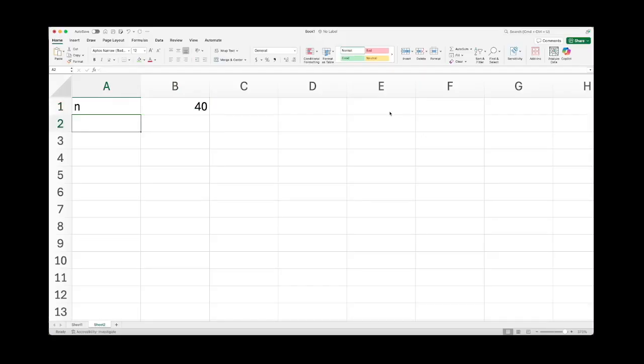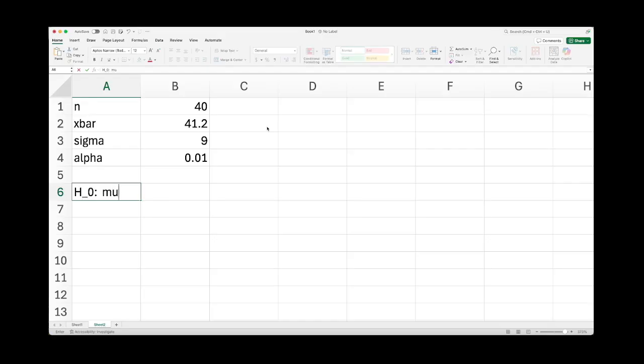So our n is 40. I'm going to put in all the things that we know. Our x bar is 41.2. Our sigma, our standard deviation, is 9.0. And we're using an alpha of 0.01. Our statements, you could type these in more formally, but I'm just going to type these. Our null is that mu is less than or equal to 38. If you're not finding the formula in Excel, you can just type less than equals, and I'll know that means less than or equal to. And the alternative is that mu is bigger than 38.